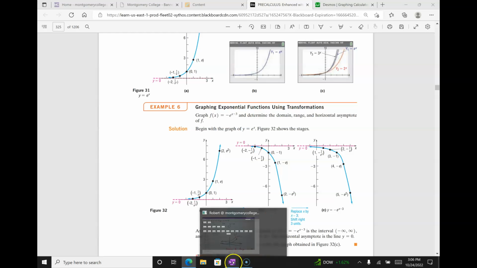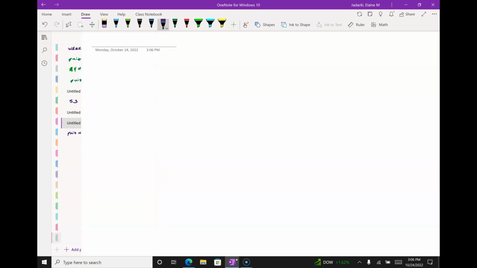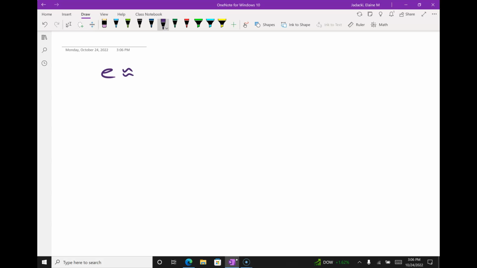So e is a number, right? Do we know e? E is approximately 2.7 something. Because I'm a math teacher. So E's actually a number? Yeah. 2.718281828. It never ends and never repeats. It's irrational. E is irrational.